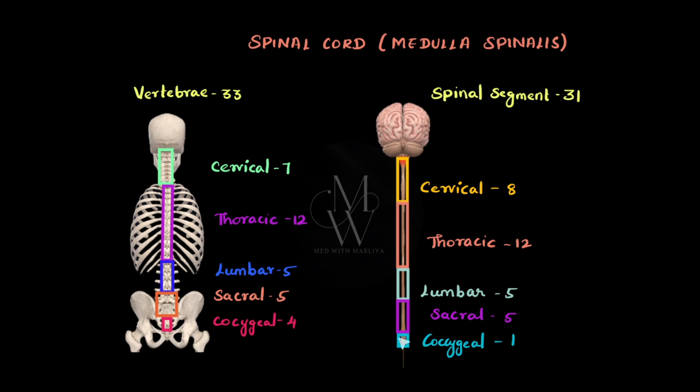Likewise, we divide the spinal cord into segments. We have a total of 31 spinal segments. From these segments only, we get 31 pairs of spinal nerves. We divide the spinal segments into 8 cervical segments, 12 thoracic segments, 5 lumbar segments, 5 sacral segments and 1 coccygeal segment. In total we have 31 segments. Don't confuse the vertebrae with the spinal segments. More regarding the spinal cord we will see in later videos.